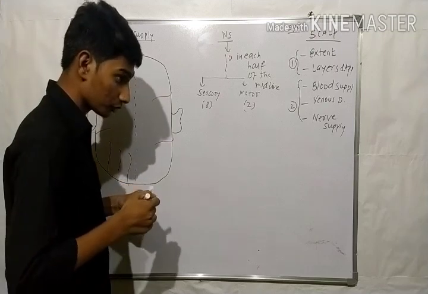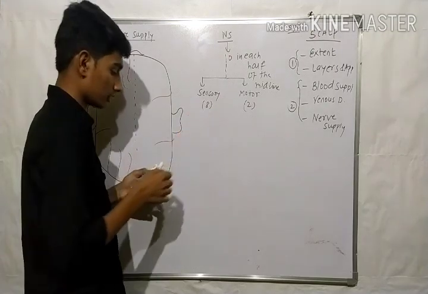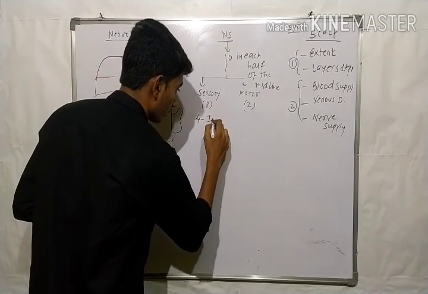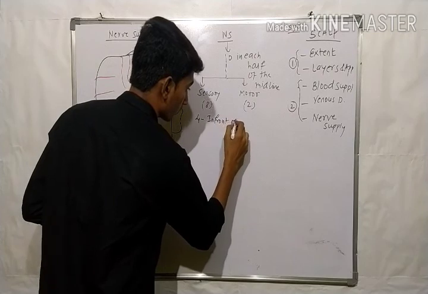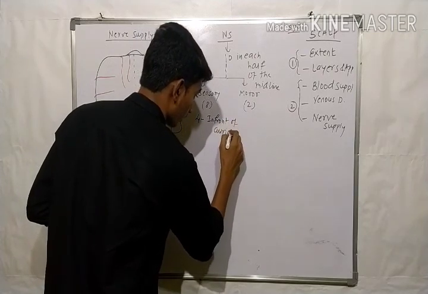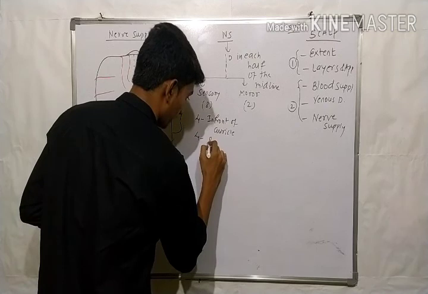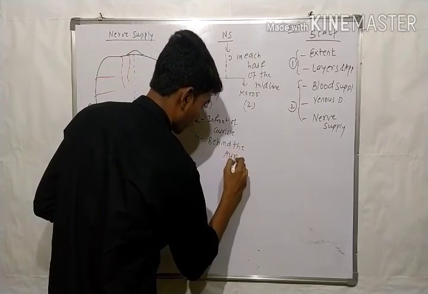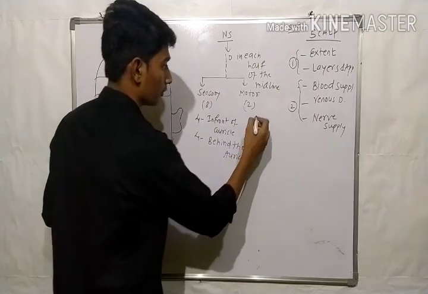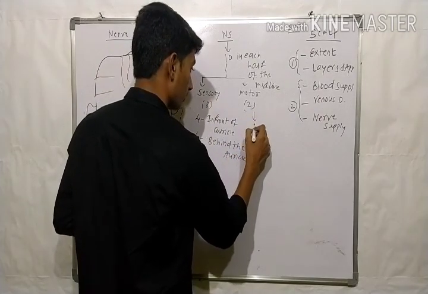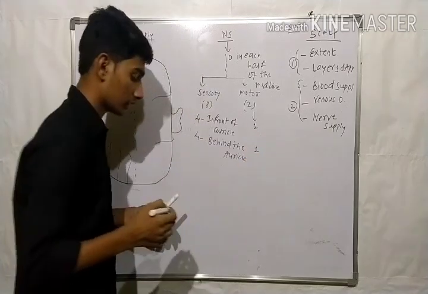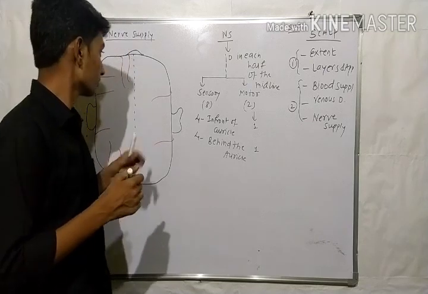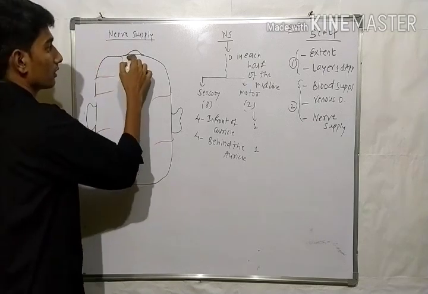Okay, so out of these 8, 4 are in front of the ear, in front of the auricle, and 4 are behind the auricle. And out of the motor nerves, 1 is in front of the auricle and 1 is behind the auricle. So I will label this now.